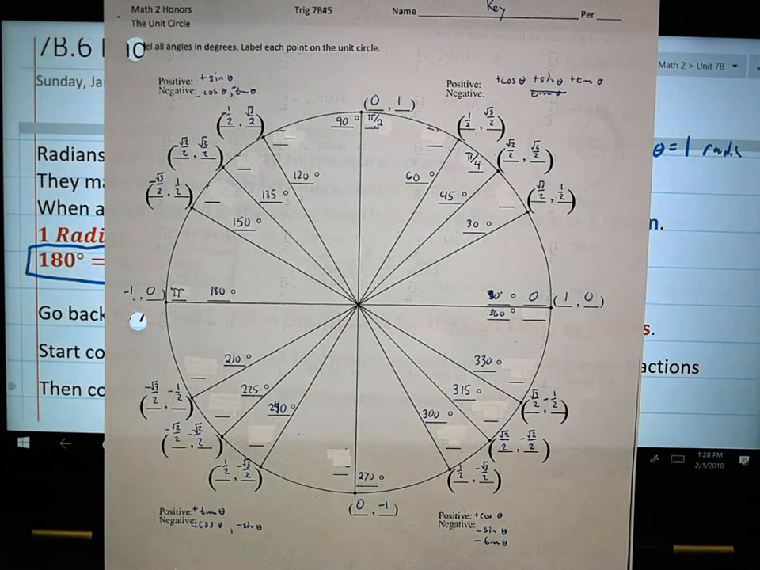If you told your partner pi over 4, please raise your hand so I can see how many said pi over 4. That's almost everybody. There's about 4 or 5 people who do not have their hand up.